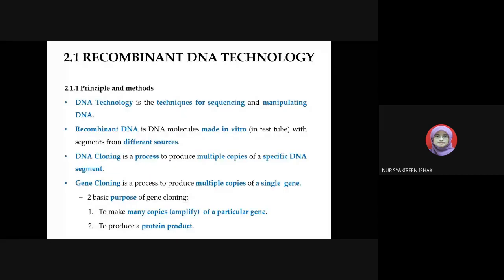So recombinant DNA technology, principles and methods. You have to know the definition of DNA technology. It is a technique for sequencing and manipulating DNA. Sequencing means that the DNA that you have extracted from an organism, you run for gel electrophoresis and you get the DNA, and then you send the DNA sample to a company, and then the company will determine the DNA sequence for that gene.